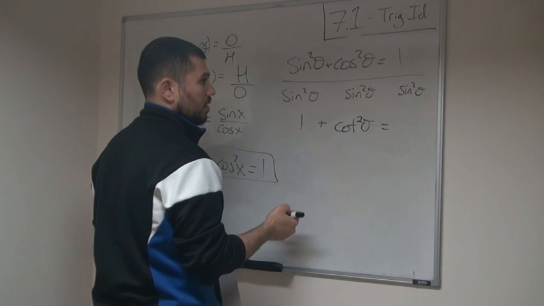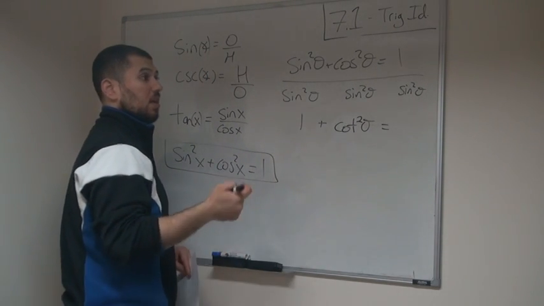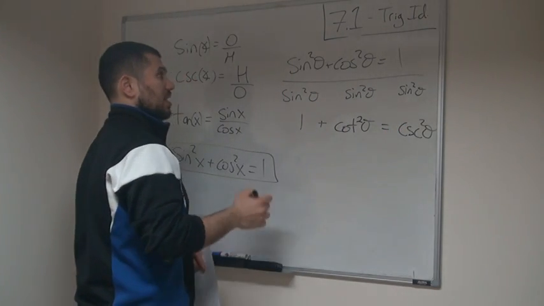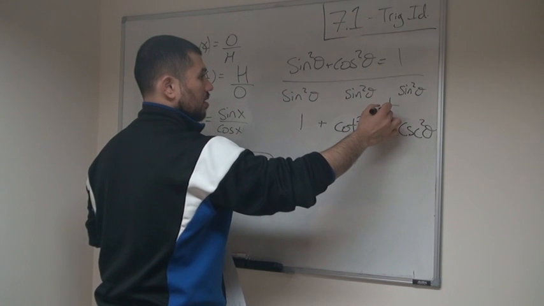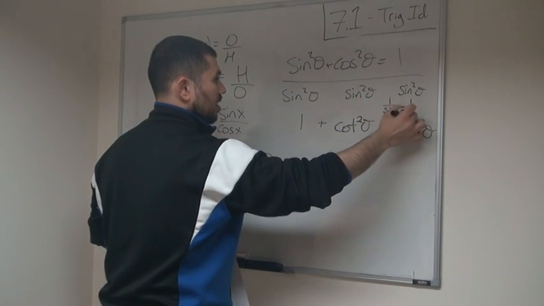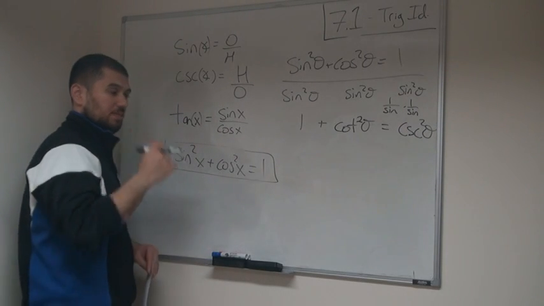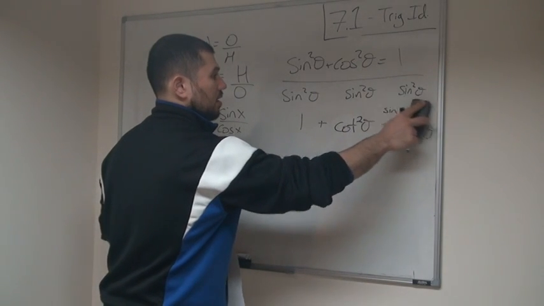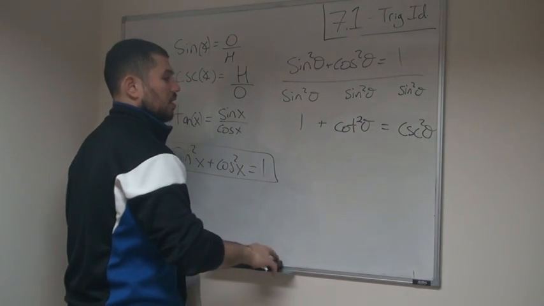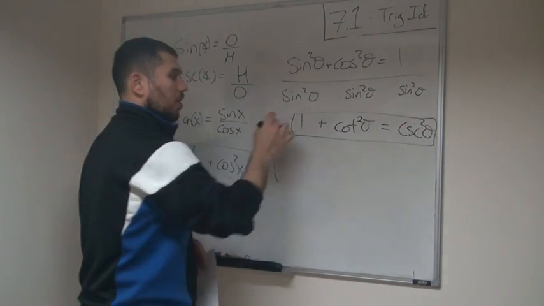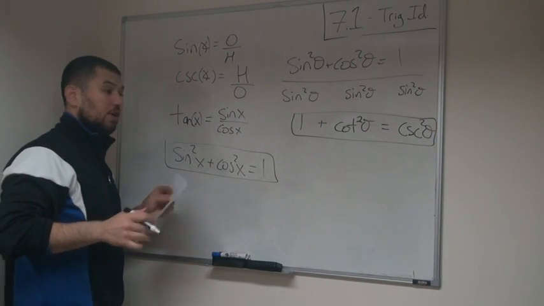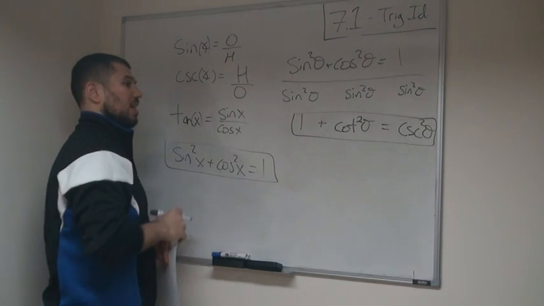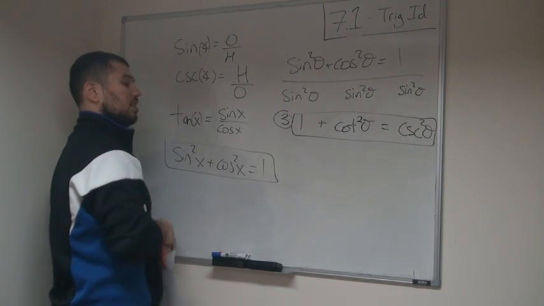And 1 over sine squared theta, well, 1 over sine is cosecant. 1 over sine squared is cosecant squared, because 1 over sine squared is 1 over sine times 1 over sine. Right? How do we get sine squared? Sine times sine. So it's cosecant times cosecant, or cosecant squared. This happens to be another one of my Pythagorean identities. It is the third one on the list. So if I took the original and divided everything by sine squared, I get the third Pythagorean identity.